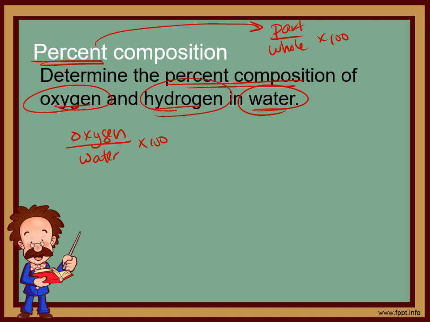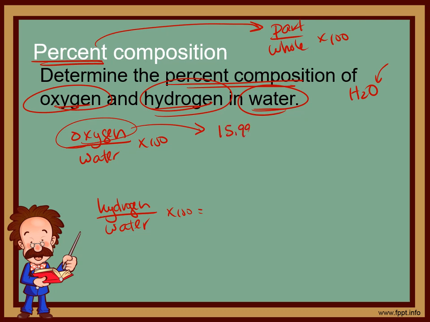And then I'm going to do the same thing for hydrogen. Hydrogen's the part divided by water is the whole compound times 100 to make that a percent. I need to do this with masses. So I'm going to figure out in water, which is H2O, what is the mass of the oxygen in water? There's only one oxygen, so the mass of oxygen, the part of the compound's mass that comes from oxygen, is 15.999 grams. I'm going to divide that by the mass of the whole compound, the water.